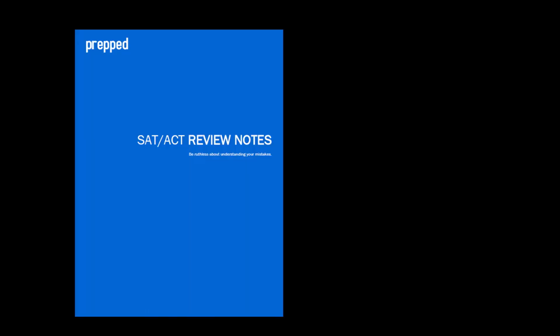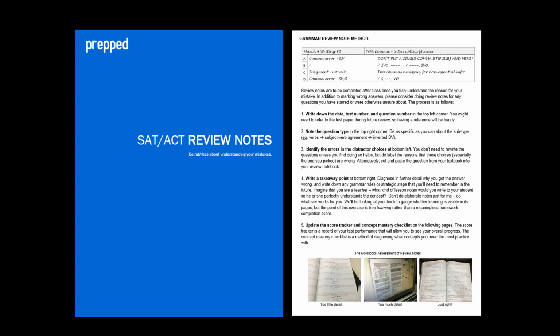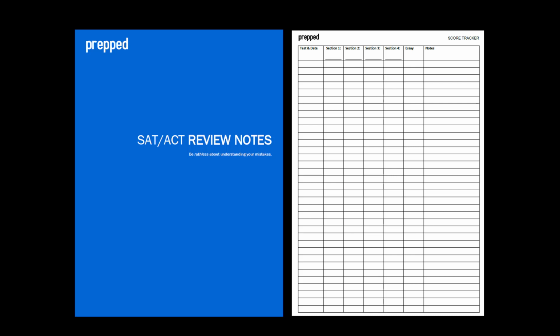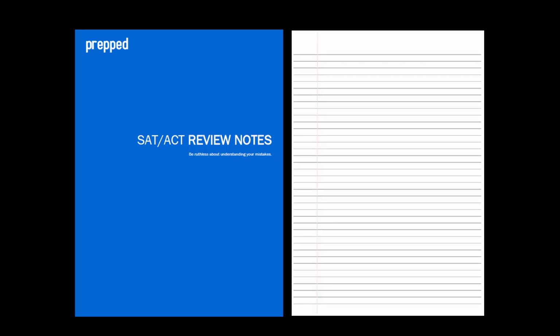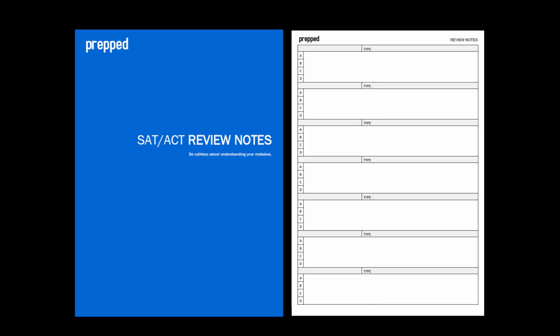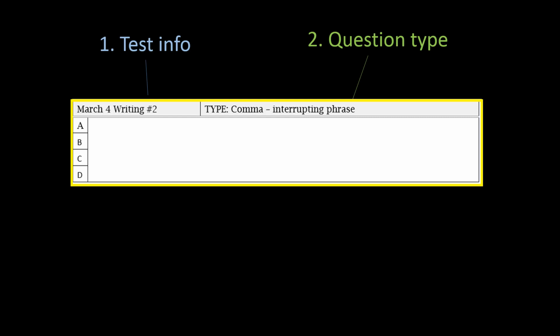All prep students receive a review notebook, and inside you'll find my methodology for doing review, a sheet to help track your scores, some lined paper, and most importantly, a place to do review notes. Here you can see a couple different components to fill in. First, you should write down the identifying test information in the top box, and maybe the date as well. And beside that, write down the question type. And if you know the sub-concept of that question, be as specific as you can with including that.